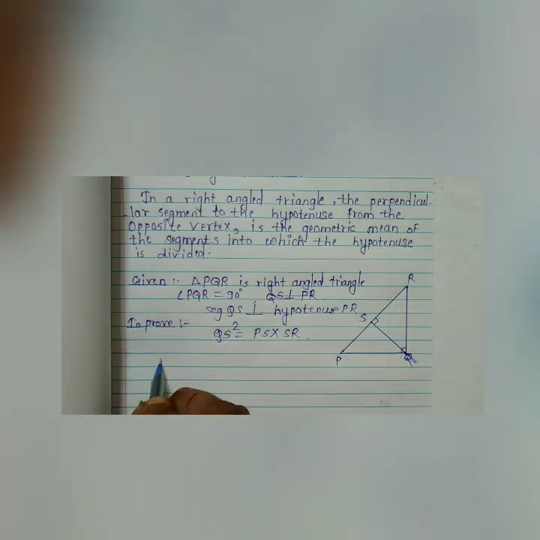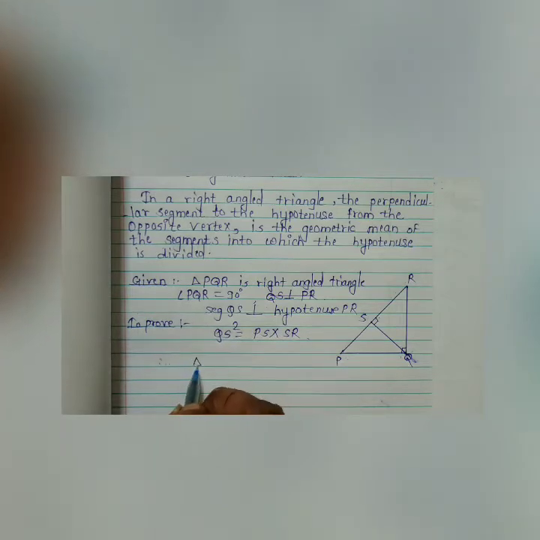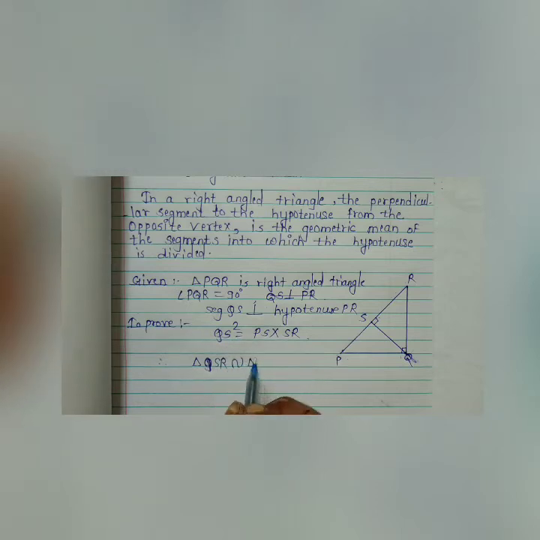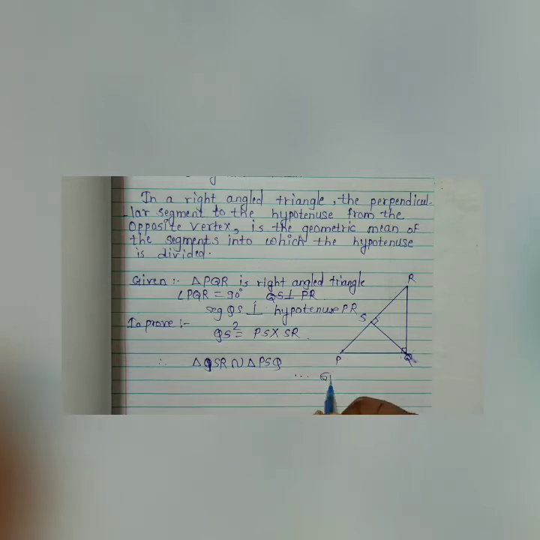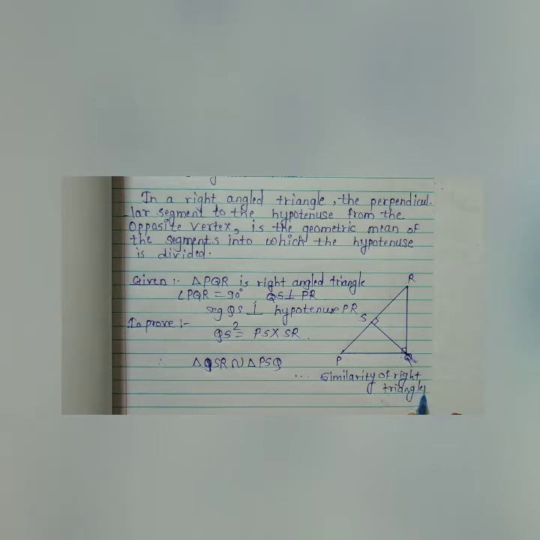Okay, therefore write triangle QSR is similar to triangle PSQ by using which theorem? Similarity of right triangle. These two triangles are similar, therefore their sides are in proportion. Corresponding sides are in proportion.